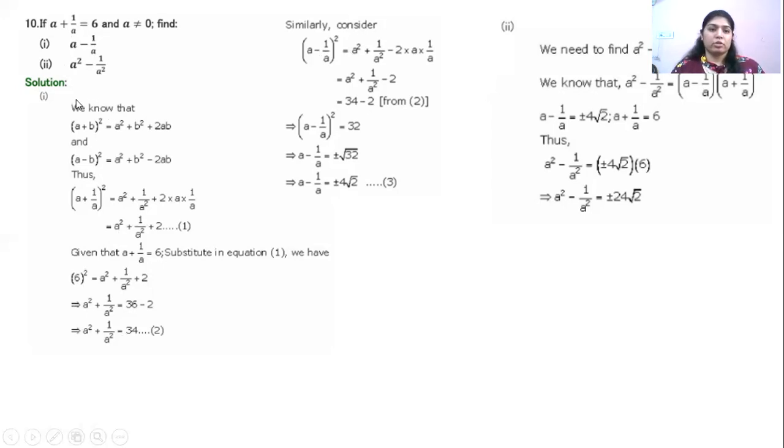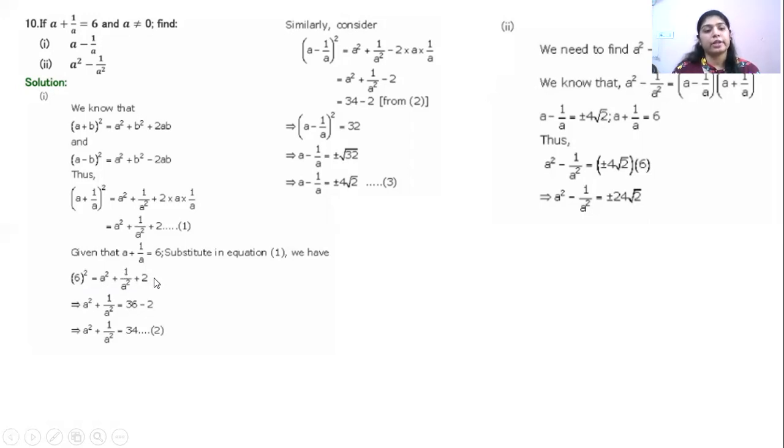Now come to the solution of the first part. We all know that (a + b)² gives you a² + b² + 2ab, and (a − b)² gives you a² + b² − 2ab. So put the value of b as 1/a. We have the formula (a + 1/a)² equals a² + 1/a² + 2. It is given to us that a + 1/a equals 6. Apply that value in equation number 1. 6² equals a² + 1/a² + 2.